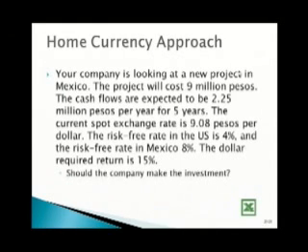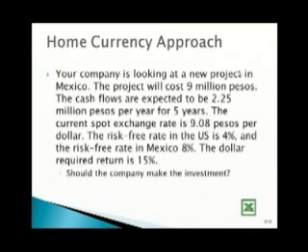Okay, so here's a home currency approach. Your company is looking at a project in Mexico. The project is going to cost 9 million pesos. The cash flows are expected to be 2.25 million pesos per year for 5 years. The current spot exchange rate is 9.08 pesos per dollar. The risk-free rate in the U.S. is 4%, and the risk-free rate in Mexico is 8%.